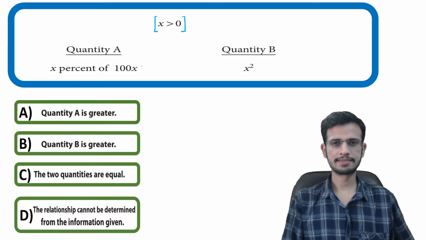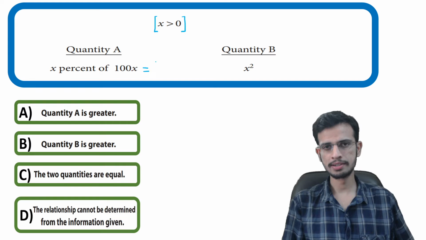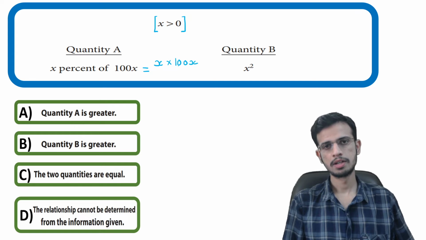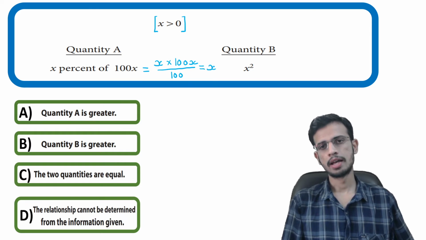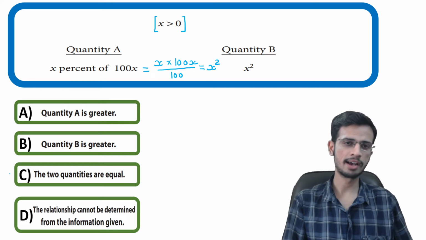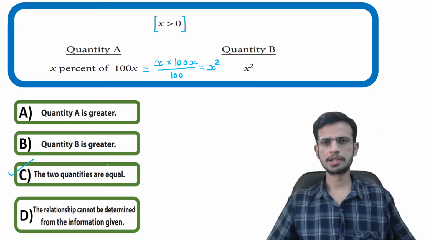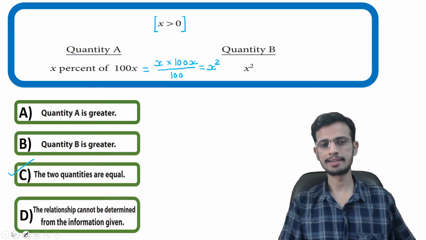You can simplify this. What is x percentage of 100x? We will multiply x into 100 times x divided by 100, right? So 100 will be cancelled out, and you are going to get x square. And quantity B is also x square. We'll say both the quantities are equal. So option C will be the correct answer for this question. It was a very easy question. Within 5 seconds, we can get the correct answer.